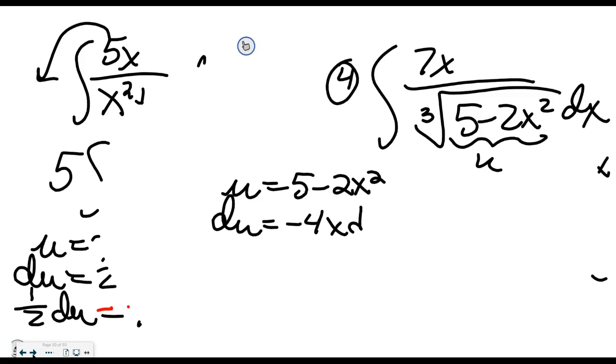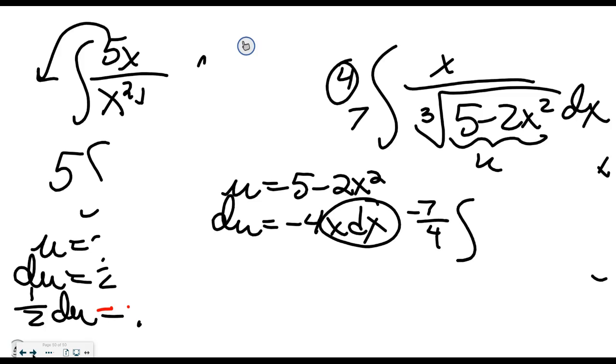Negative 4x dx. What should I have done with the 7 so it doesn't mess with my head? Bring it out front before I even start, so I'm not thinking, I need to replace 7x dx. No, you don't. You need to replace x dx. With a what? Negative 1/4. I already had the 7. So negative 1/4, the integral of the cubed root of u and the whole rest of it.